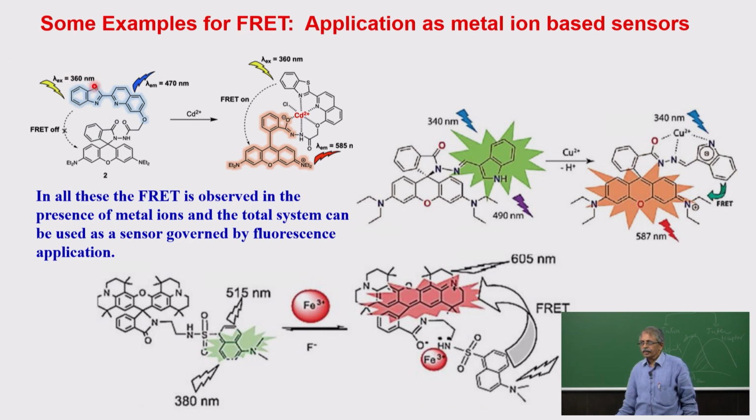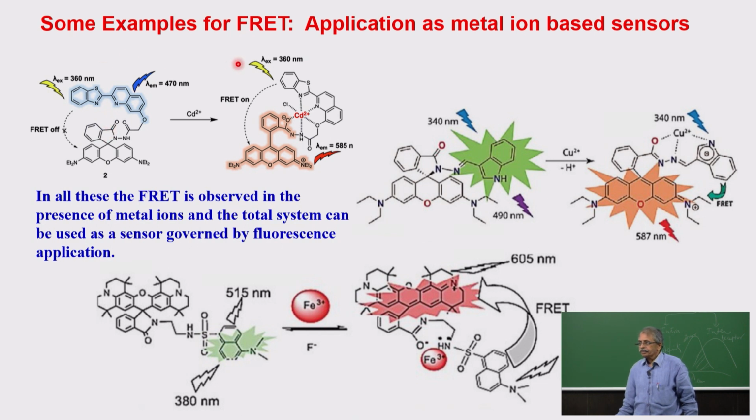So 360 and 470. Now let us assume that you added some cadmium 2 plus ions here, and what will happen? This cadmium 2 plus has an ability to bind to the coordination centers. So what are the coordination centers? These are some of these N's, and NH. So you can see N, N, O, this O also, and this NH, all of these, this amide NH, etc. So you form a kind of a coordination sphere around this one, and as a result of that, this bond also breaks.